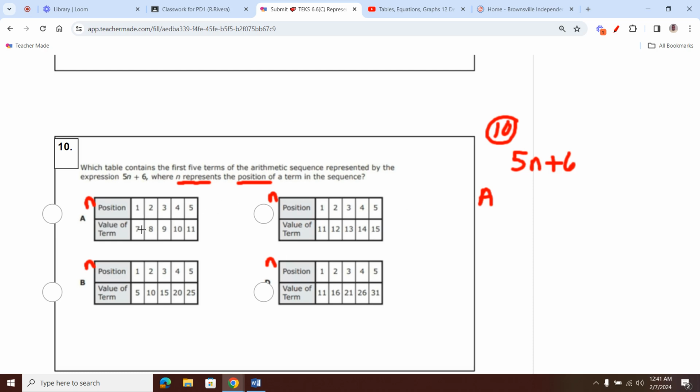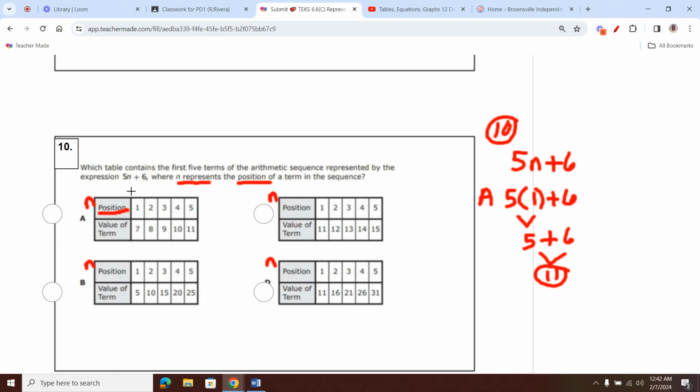I'm going to get the first one, 1, 7. So 5 is there. N represents the position. A letter next to a number means times. So the position, you see the position is 1. That's the one I'm using. Plus 6. That's the equation that was given to us in the story. Now what's 5 times 1? 5. Bring it down. 5 plus 6, that would be 11.